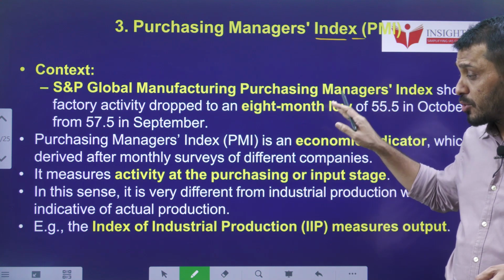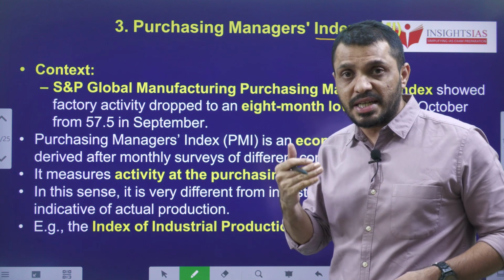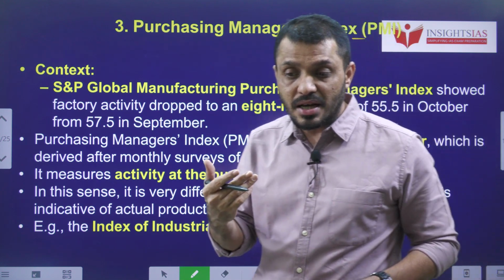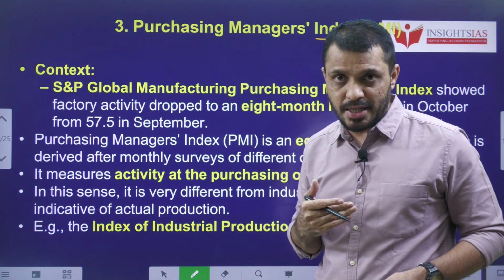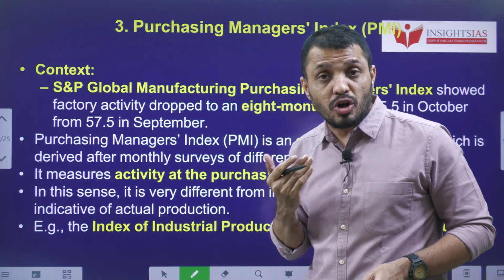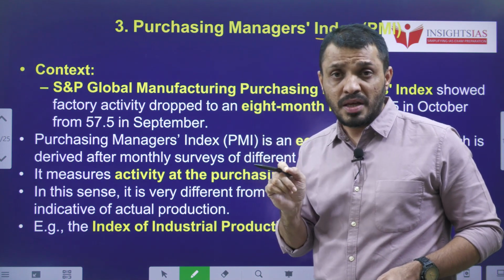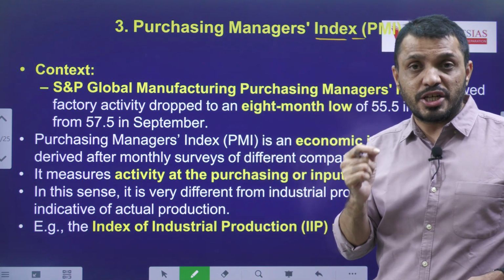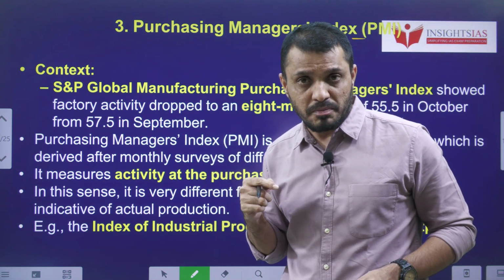Okay, we are not talking about the index of industrial production. We are talking about the Purchasing Managers Index. That means how industries are purchasing raw materials, how much money they are spending. If they are not purchasing raw materials much, then the Purchasing Managers Index will go down. That means industrial activity is reducing. That means it is also indicating that economic activity is going down.